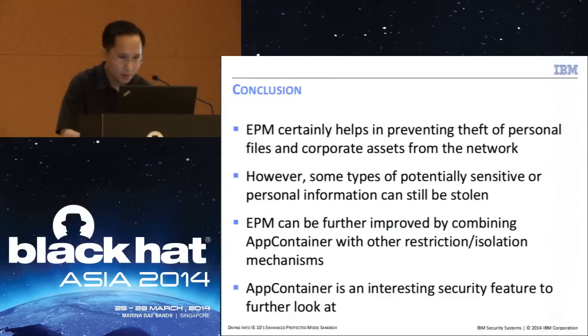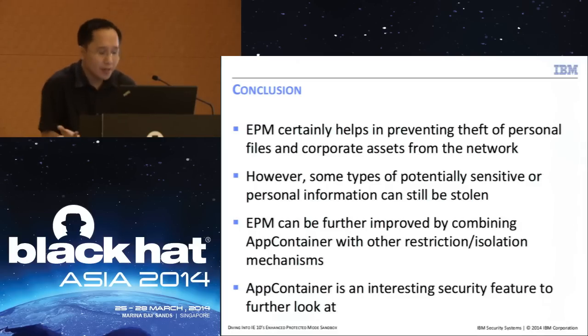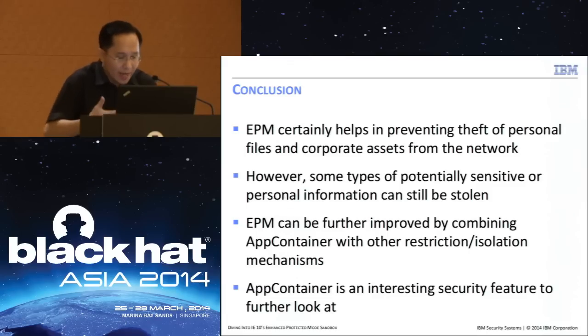In conclusion, because of app container, EPM certainly helps in preventing theft of personal files and corporate assets from the network. However, as discussed, there are still some types of potentially sensitive or personal information that can still be stolen. EPM can also be further improved by combining app container with other restrictions or isolation schemes such as job objects and restricted tokens, desktop and Windows station isolation. And finally, if you're a security researcher, app container is an interesting feature to further look at, because there are more interesting restriction or isolation schemes it provides than what are presented here.